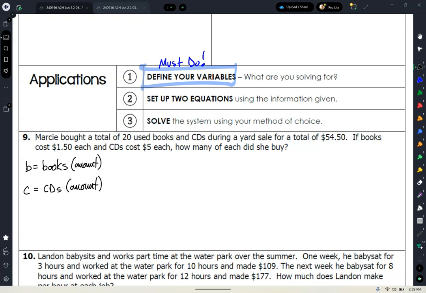Wait. 1.5 times plus 5C. Okay. You have a chance to talk it over a little bit?